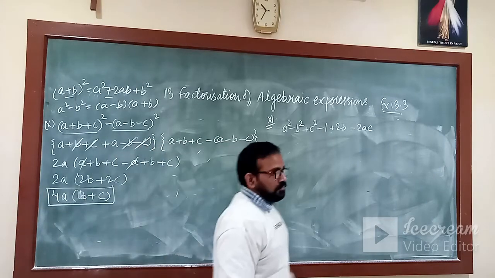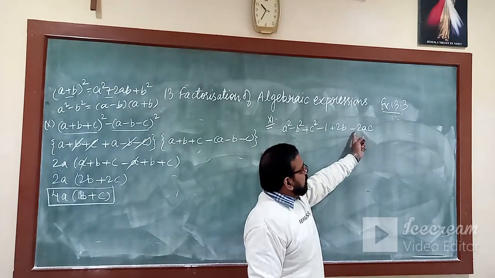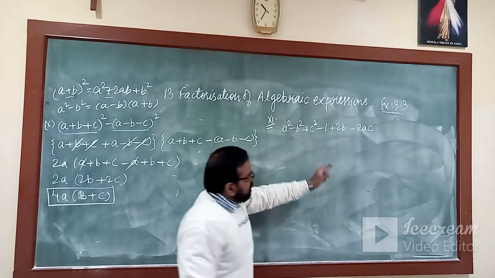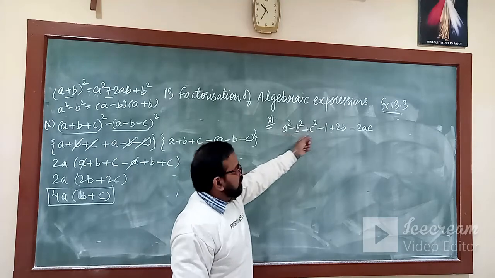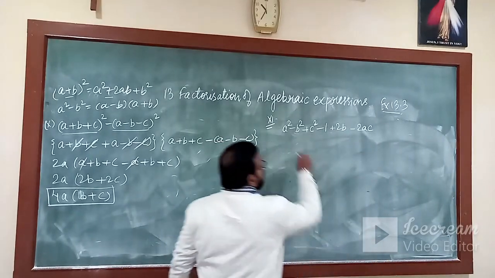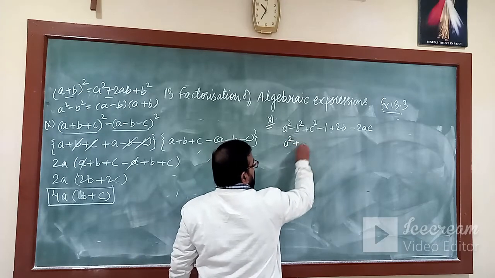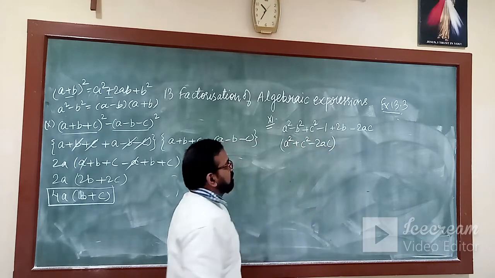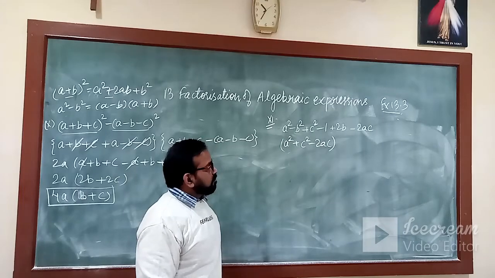Now how to search for the identities? See, it is given as minus 2ac. So if it contains a square and c square, yes, it contains a square and c square. So I will write these three terms together: a square plus c square minus 2ac. Let's make a bracket over here.